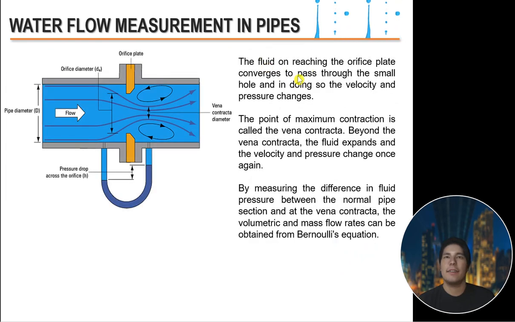So, the fluid on reaching the orifice plate converges to pass through the small hole. So, you can see this is our orifice plate. You can see it converges. And then, we have here what we call the vena contracta. The point of maximum contraction is called the vena contracta. Beyond the vena contracta, the fluid expands and the velocity and the pressure change once again. So, by measuring the difference in the fluid pressure between the normal pipe section and at the vena contracta, the volumetric and mass flow rate can be obtained from Bernoulli's equation.